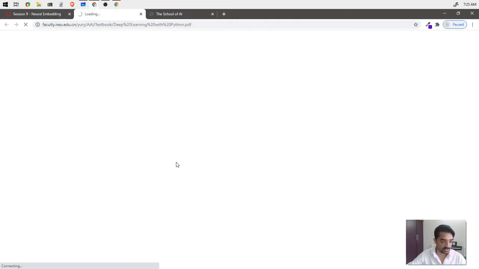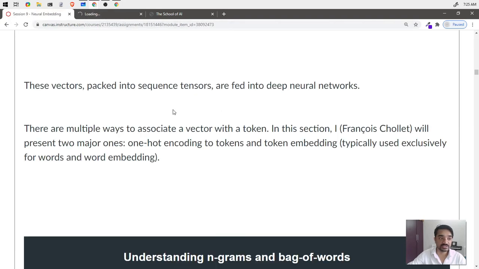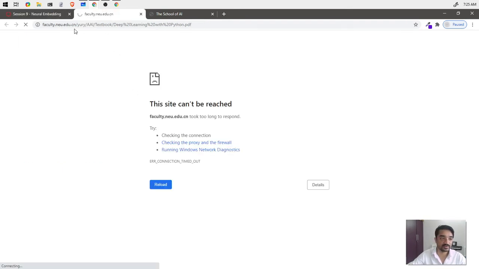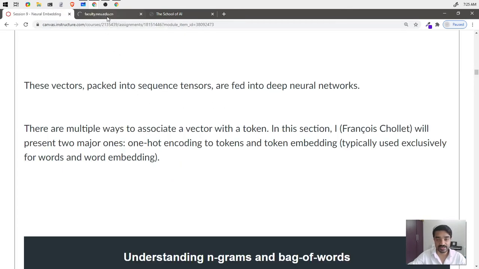Now this book is taking long to open, but when it opens, or if you're able to open it, this is a very beautiful book, but unfortunately this book is written in Keras, right? So I'll not recommend it for the coding part, but you can definitely recommend it from the point of view of content. So for NLP, it's a very good book.